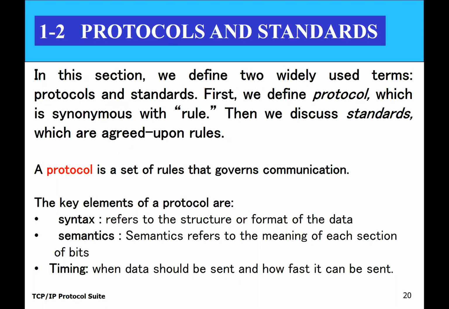Now we have a protocol for communication. When I send data from A to B, they have to make sure the media is clear, that nobody is using the media. I have to make sure the destination is available. If I want to send something from A to B and B is completely turned off, what's the point? So that's the rule. That's the protocol. It's a set of rules. Now, how do you make this rule a standard?